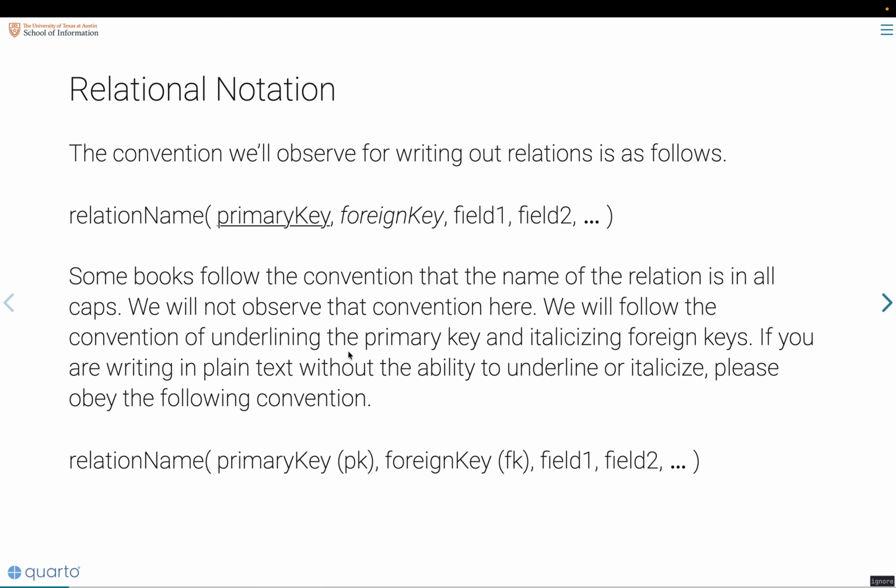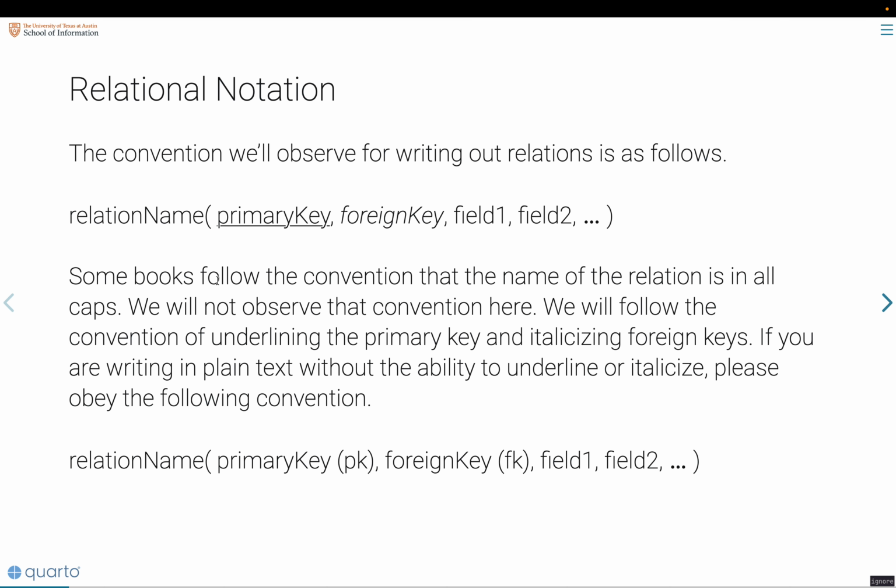The convention that we're going to observe for writing out relationships is as follows. We're going to have a relation name, and then in parentheses, the columns in that relation. The primary key will be underlined. Any foreign keys will be in oblique if it's sans serif, or italics if it's a serif font. And then the other fields will be listed.